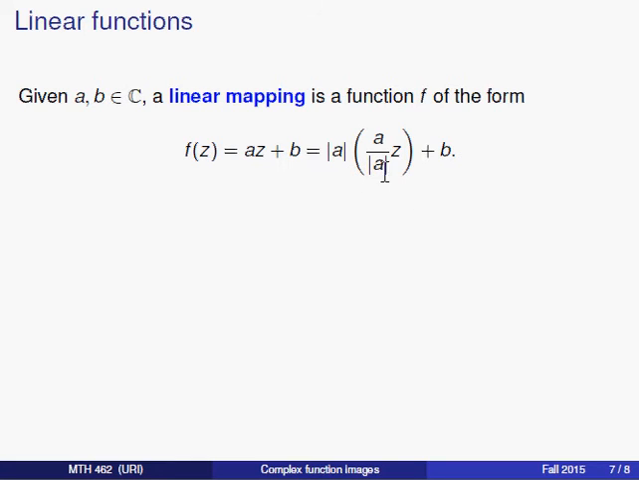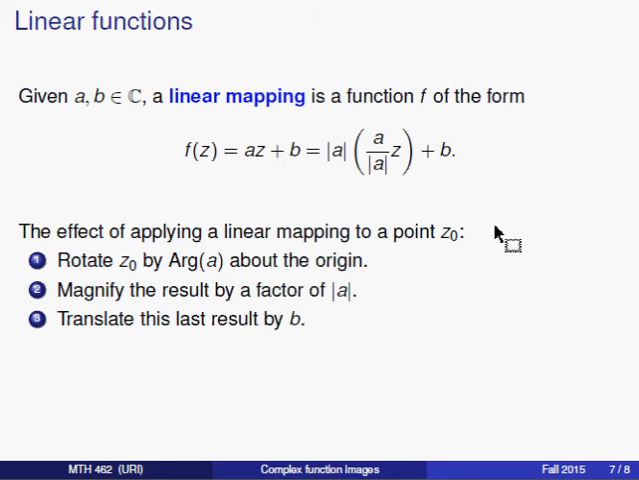Now, all of these operations should ring a bell. We've just been discussing these. And we'll see that the effect of a linear mapping can be understood geometrically. We're going to think of taking a point z0, and then we're going to stick it into the function. What happens to z0 first is that it is multiplied by this fraction, a over the modulus of a, which is a complex number with modulus 1. So the effect is to rotate it. The argument of this number is the same as the argument of a, and that is the amount that we will be rotating z0 by about the origin.